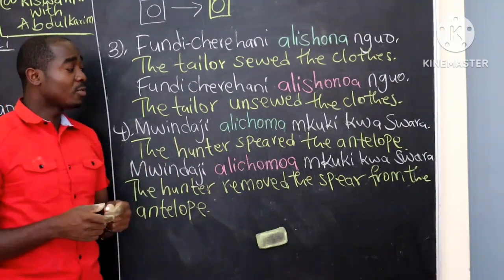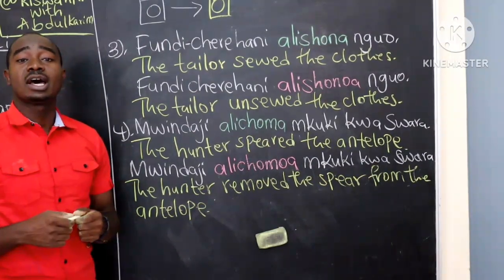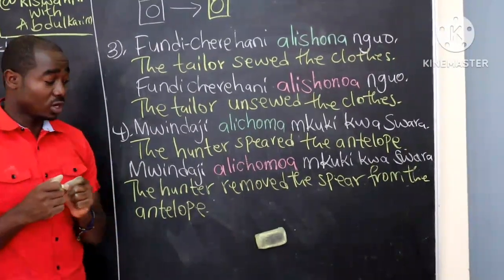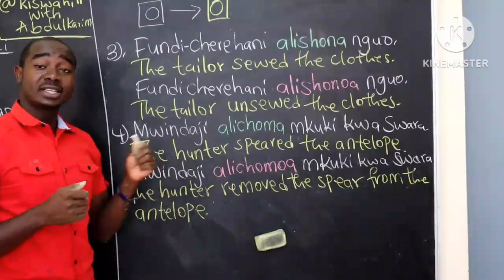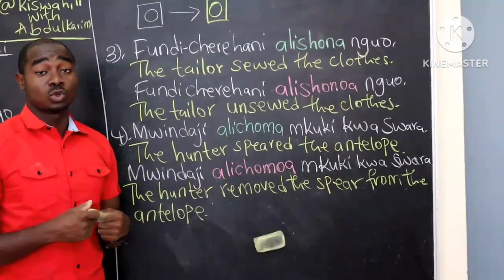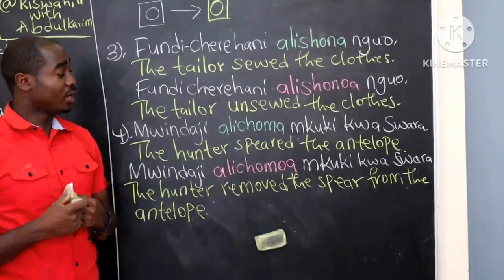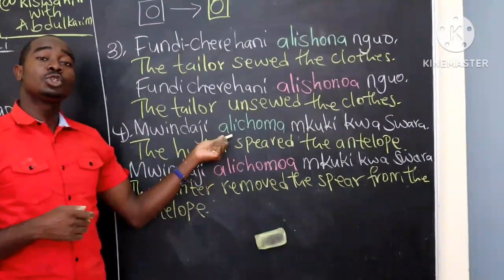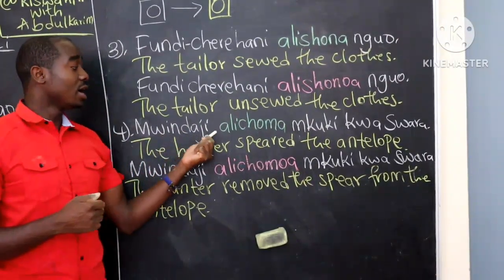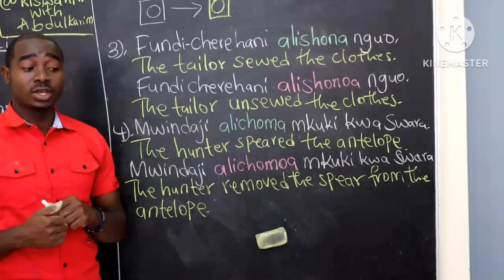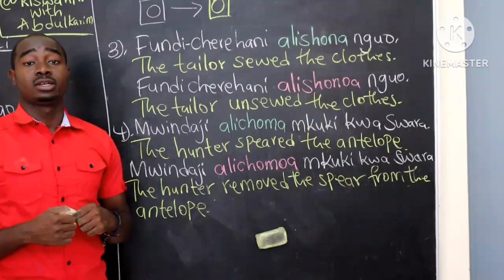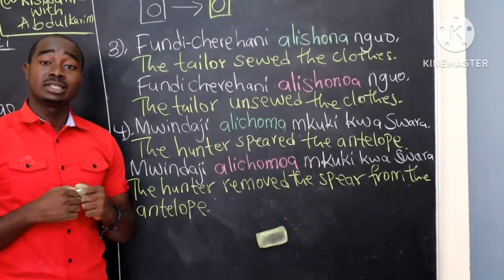Nne, mwindaji alichoma mkuki kwa swara. Kinyume chake itakuwa nini? Mwindaji alichomoa mkuki kwa swara. Lakini unaweza kusema hili pia, mwindaji alimchoma swara kwa mkuki. Mwindaji alimchomoa swara mkuki.